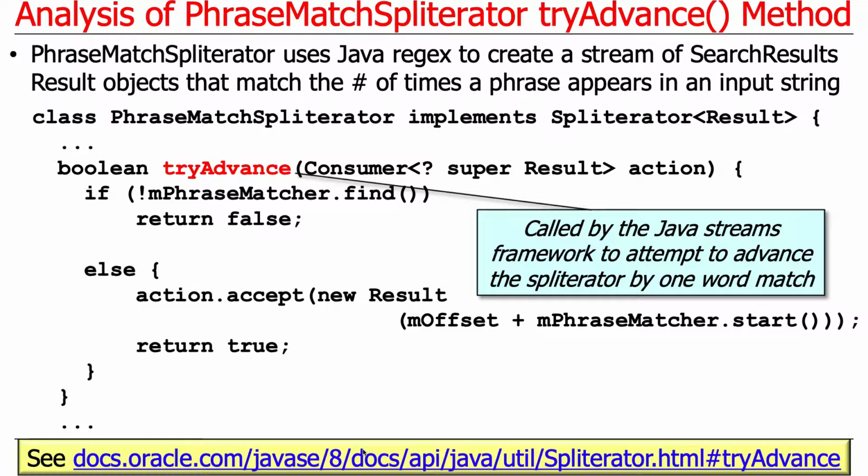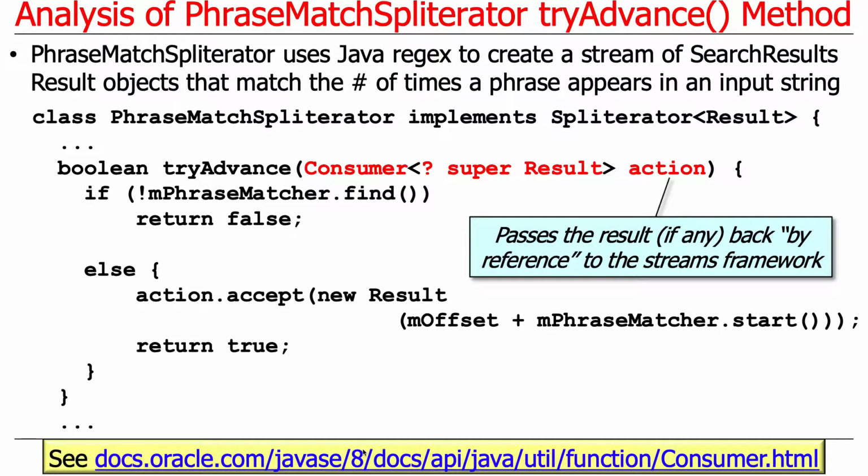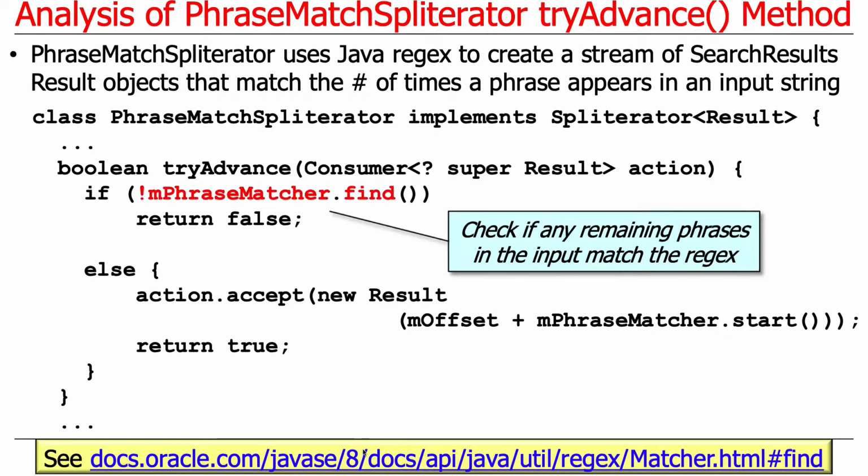Here's tryAdvance. Remember, tryAdvance is the method that's called by the Java Streams framework when it gets to a point where the input can no longer be split up any further, because the trySplit method has returned null, like your array spliterator. You return null when you get down to a size of 0 or 1. And in that case, the Java Streams framework will then call tryAdvance to see if it can search through the input string and find a phrase match. So that's what tryAdvance does. tryAdvance is passed an action, which is a consumer, and that's used to pass the result back. You'll see how that works in a second.